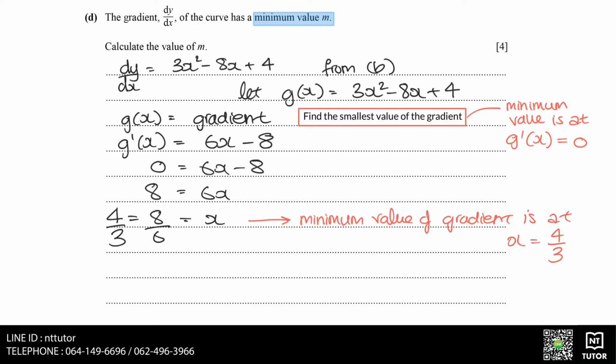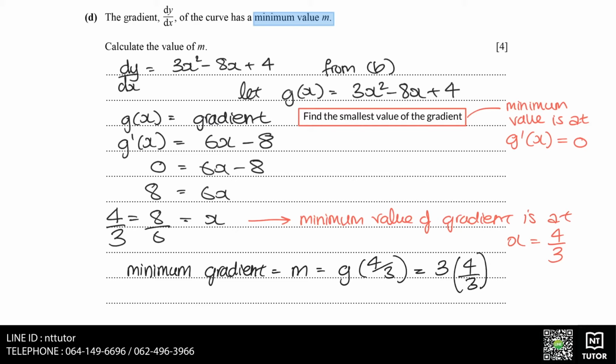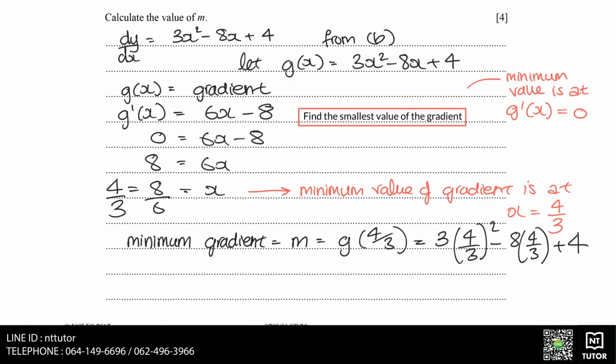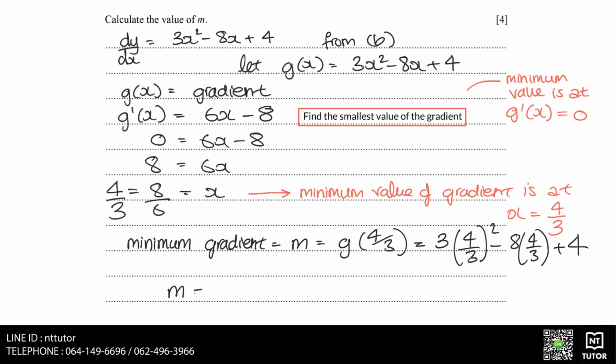Knowing that the minimum value of the gradient happens at x equals 4 over 3, to find the minimum value of the gradient, we just need to substitute 4 over 3 into our function for the gradient, which is 3x squared minus 8x plus 4. And we get the gradient is equal to minus 4 over 3 for this x-coordinate, so m equals minus 4 over 3.